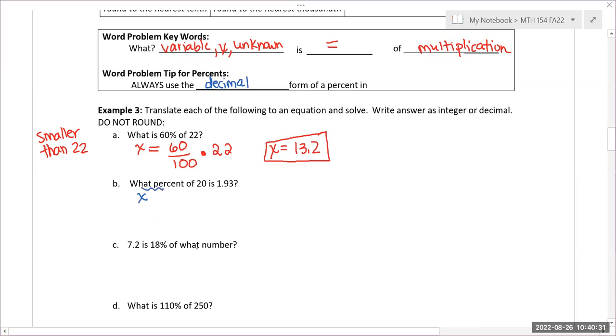So we're going to table that for a moment, come back to that. Of 20 is 1.93. So we're going to divide that. So we end up with X is 0.0965. But remember, in the equation, we're going to use the decimal form. But when we're asked for percent, we're going to translate that back and give it as a percent as 9.65.